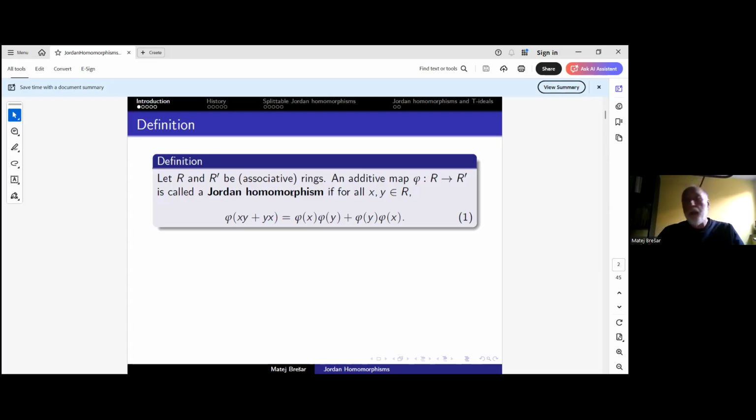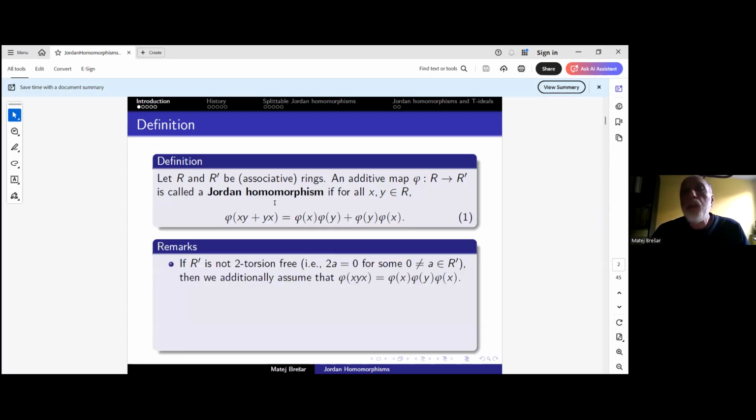Let me start with the definition, which of course was given yesterday. If we have two associative rings, R and R prime, then an additive map between them is called a Jordan homomorphism if it preserves the operation xy plus yx, which is called the Jordan product of elements x and y. Actually, the definition I gave is incomplete because one also has to require that phi preserves this additional property, which you can see here.